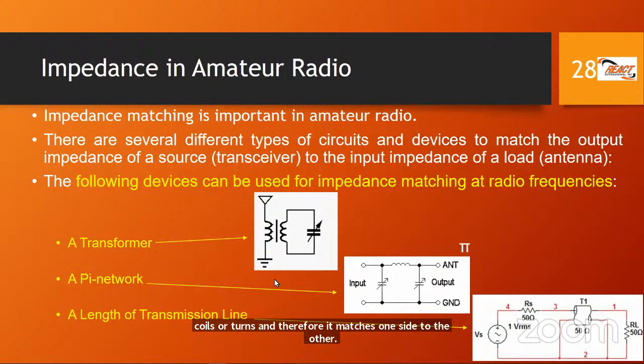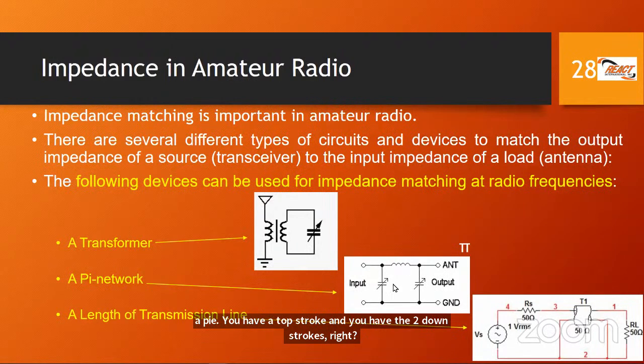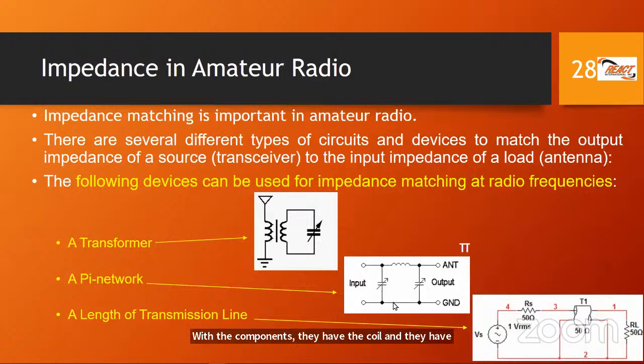But it's not the only way. We have another one called a pi network. And we have up here, this is not TT, by the way, this is an attempt to put the symbol for the letter, Greek symbol, pi. And if you think about it here, this kind of looks like a pi. You have the top stroke here and you have the two down strokes, right? With the components, you have the coil and you have the capacitors. So this looks like a pi, and that's why it's called a pi network, right?